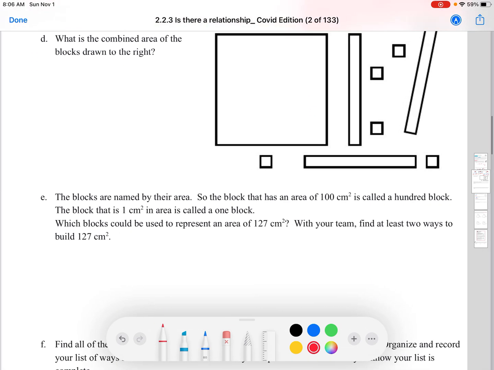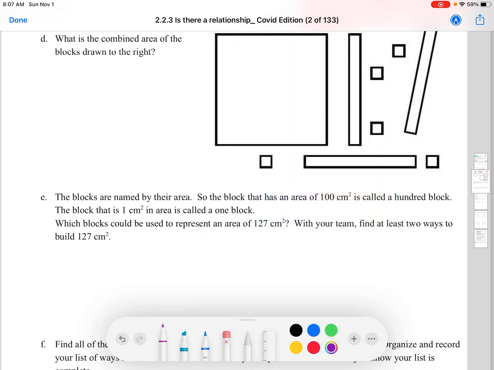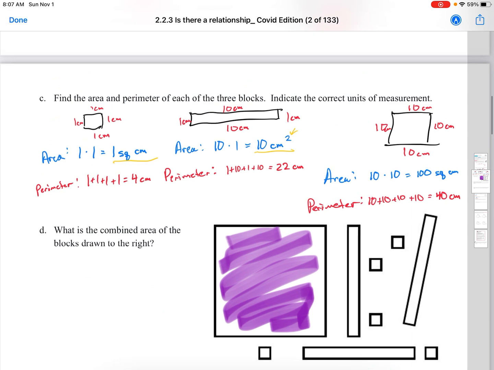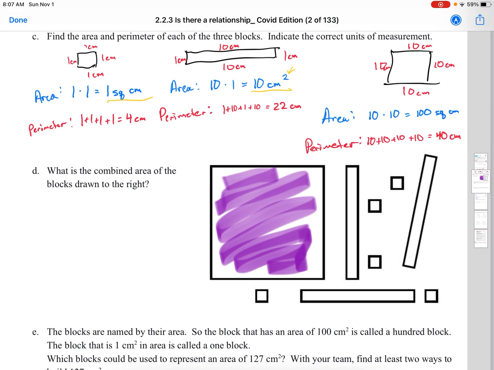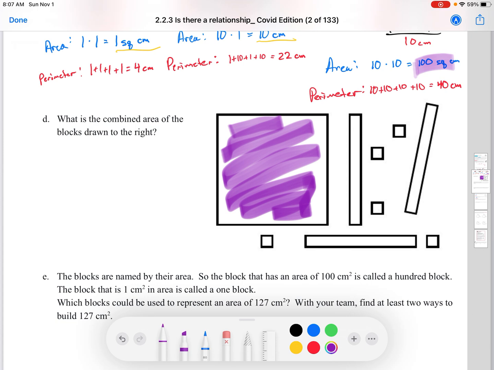All right, let's move to D. What is the combined area of the blocks shown at the right? All right, so what we have in this case is we have all these different blocks. And so what we need to do is we're looking for combined area. So if I just look at this one, what's the area of that? Well, if I go back up here, my area was, when I look in the far right here, 100 square centimeters. So when I mark that, I'm just going to use colors to help me coordinate this. So this is an area of 100, right? Then what I'm going to do is I'm going to add the other parts to this, okay?